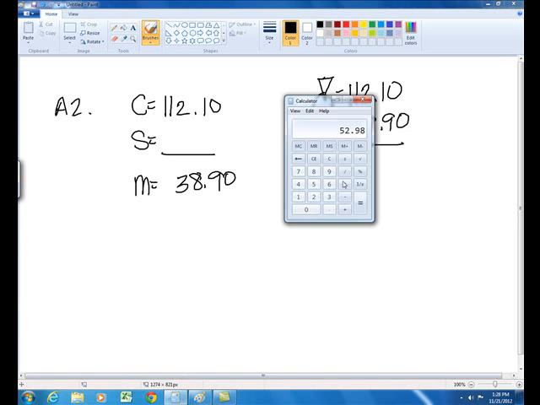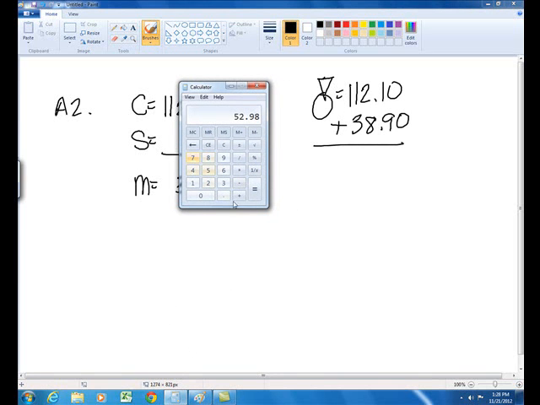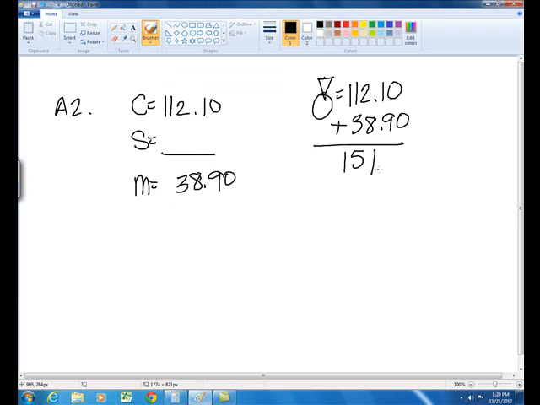How much am I going to have to sell it for? Well, I'm going to have to sell it for my cost plus my markup. 112.10 plus 38.90, which is $151 even. So $151. If it costs me $112.10 and I make $38.90 every time I sell it, that means that I want to sell it for $151, which includes my cost plus my markup.